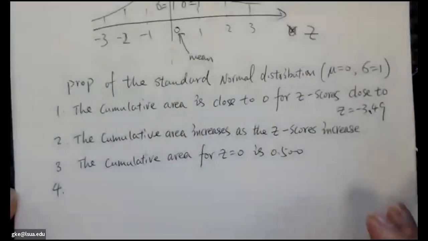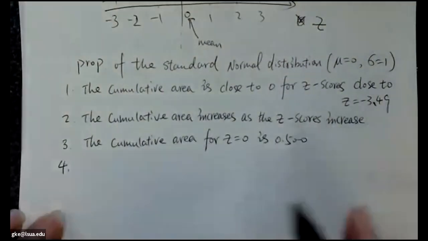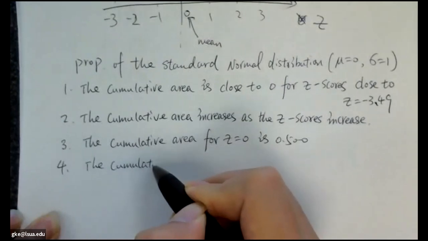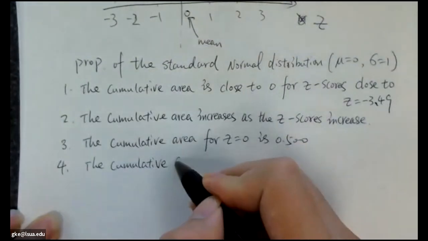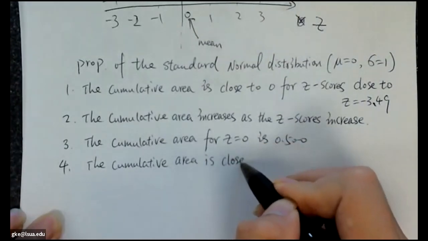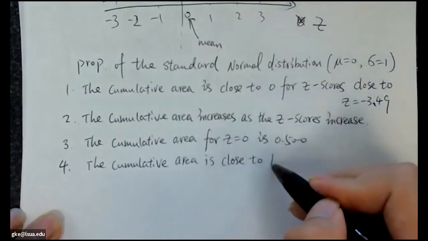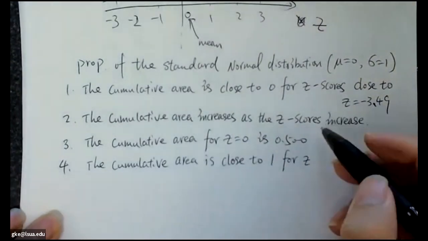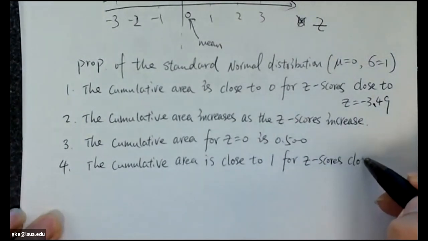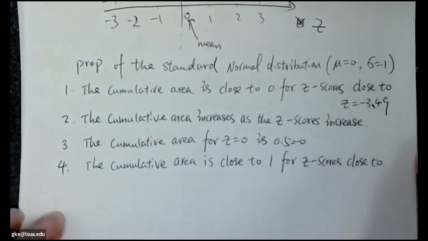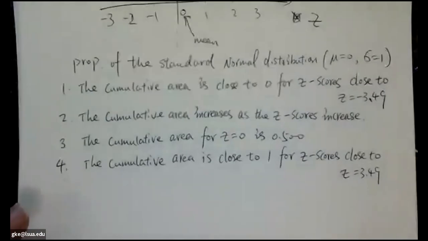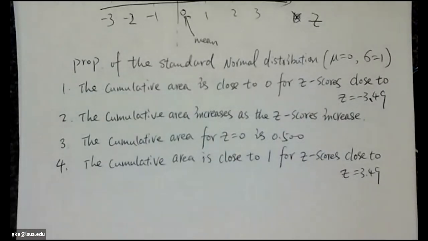Fourth, the cumulative area is close to 1 for z-scores close to z equals 3.49. So let's take a look at these 4 properties.